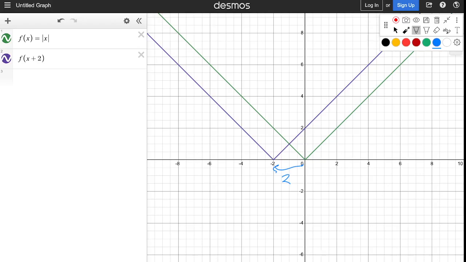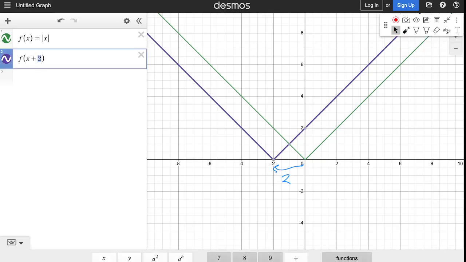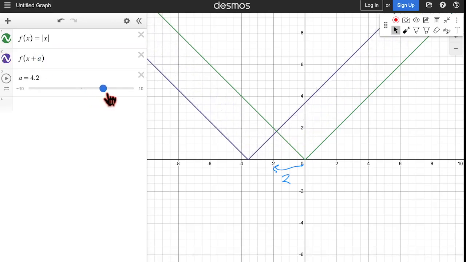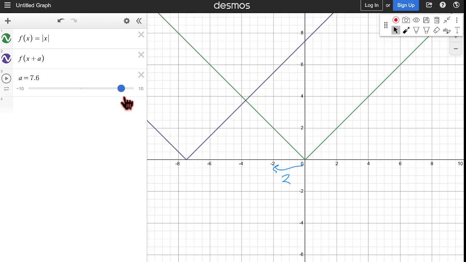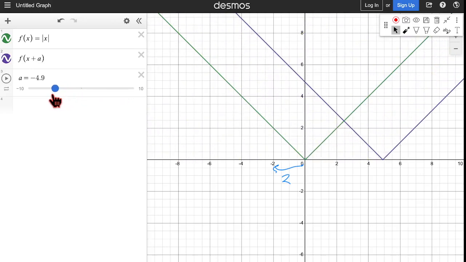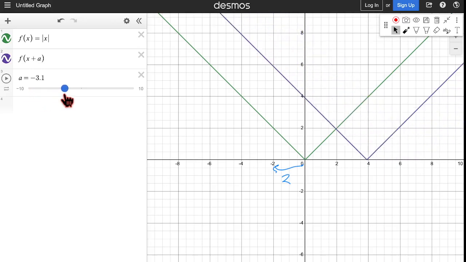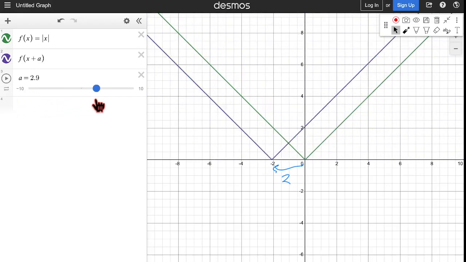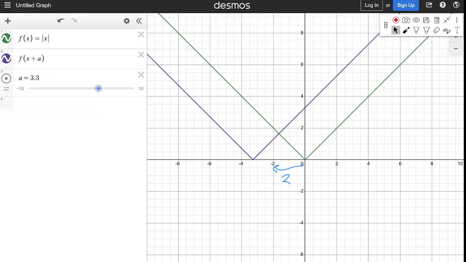And again, we can come in here and change this inner thing to a letter. We'll call it A, get a slider, and then we can see that, yes, as A is positive, we're coming more in the negative direction. And as we change A to a negative number, we're subtracting from X. We're actually going in the positive direction. But we're just moving horizontally. Every point is moving horizontally. Okay, that's a horizontal translation.